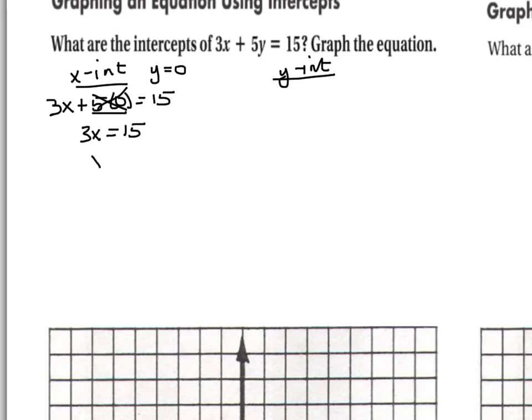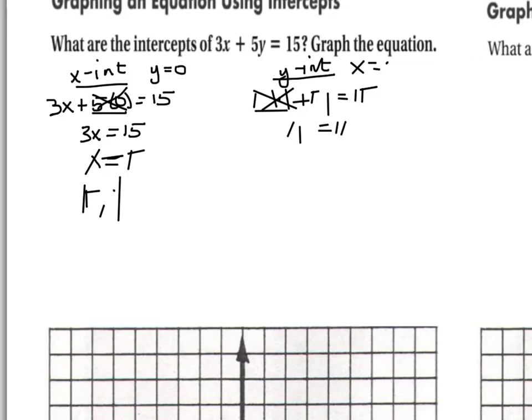If I divide by 3, x equals 5. So I have the ordered pair for the x-intercept of (5, 0). x is 5, and we put 0 in for y, so y is 0. Now, for the y-intercept, x is going to be 0. So I've got 3 times 0 plus 5y equals 15. This part right here is going to go away because it's just 0. So 5y equals 15. If I divide by 5, y equals 3. So this is going to be the ordered pair: x is 0 and y is 3.